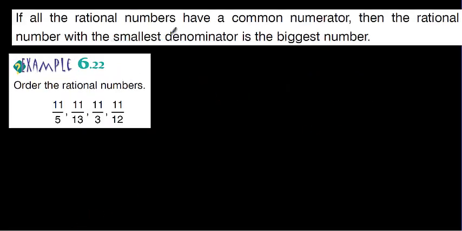Here, if the numerators are the same, the smallest denominator is the biggest number. Smallest denominator is the biggest number. So if I start with the biggest denominator, 11 over 13 is less than the second biggest, 11 over 12, which is less than 11 over 5, which is less than 11 over 3.